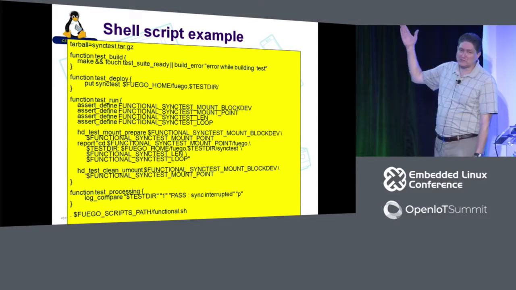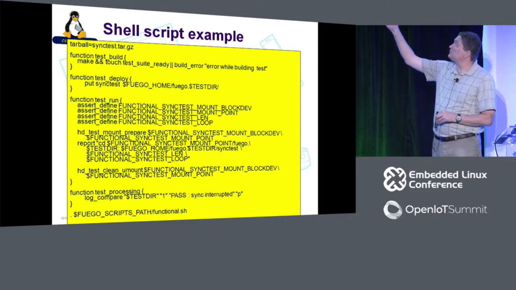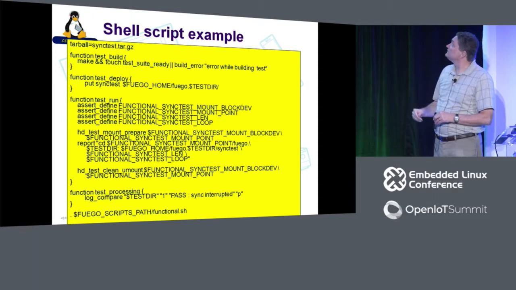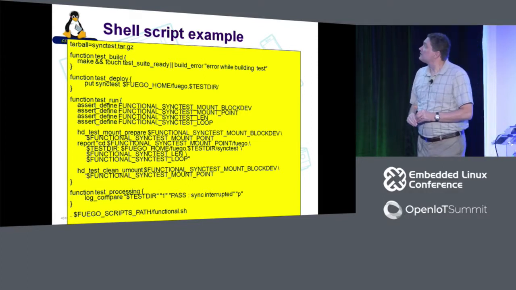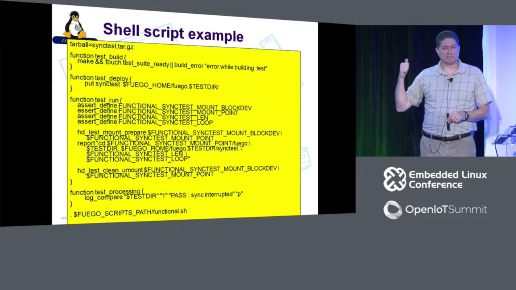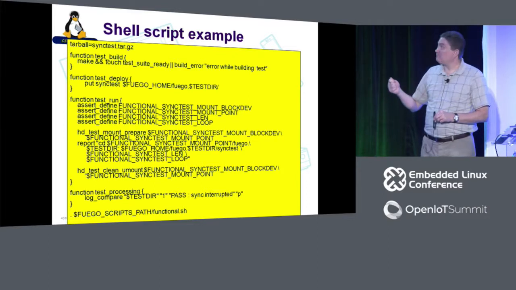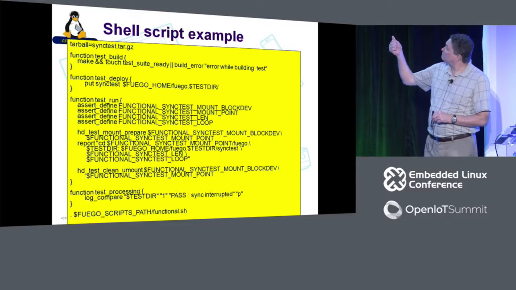To deploy it, this particular test is a very, very simple test. It consists of one file called sync_test. It's a C program compiled on the host inside the container. And then to deploy it, we just put sync_test over onto the target, in the Fuego home, fuego.tester. And then we use something called assert_define. We check to make sure that some variables needed for the test are defined in the system somewhere. And then we call mount prepare, which performs the actual mount of the file system.